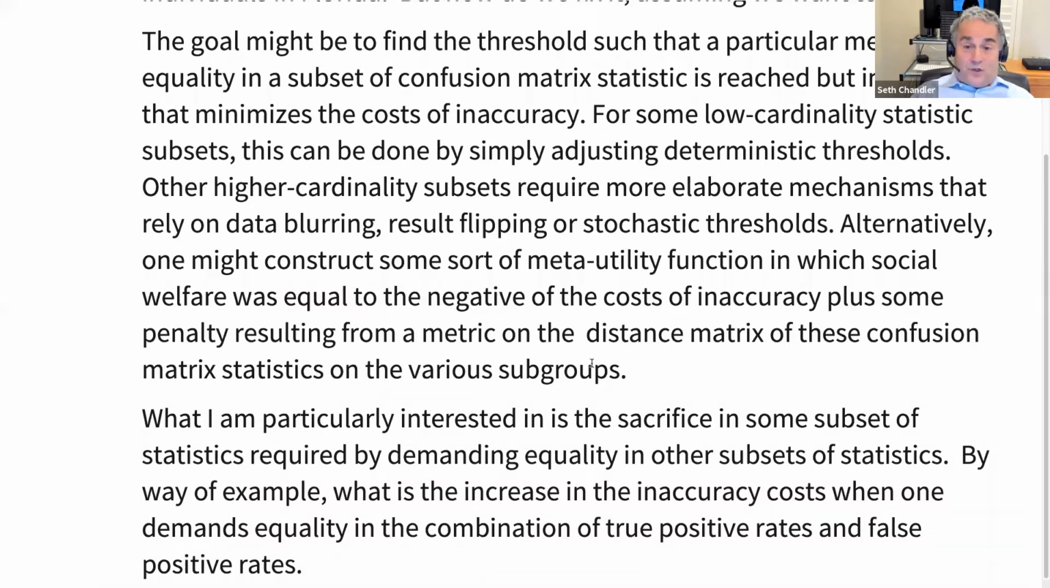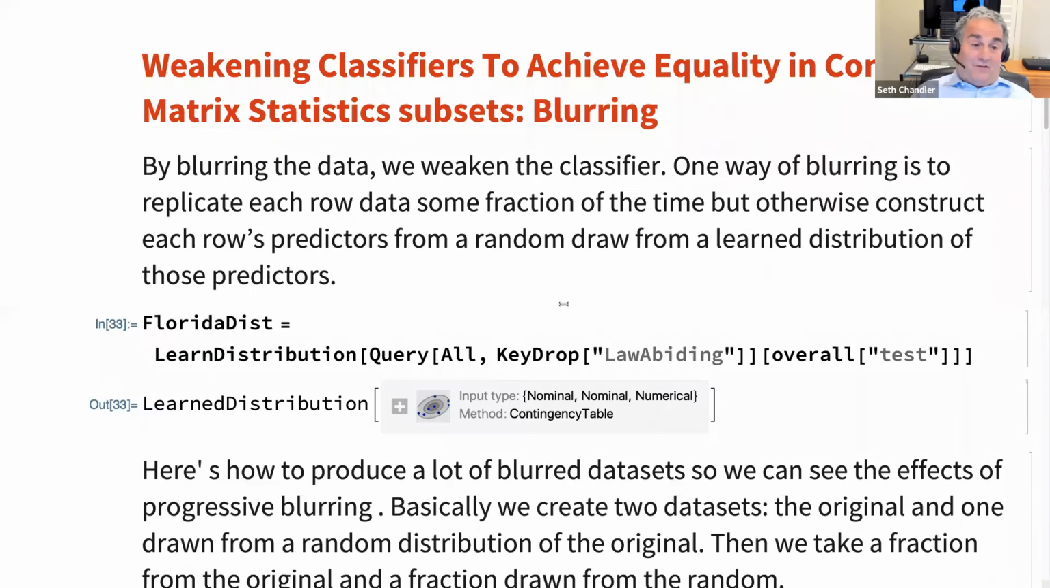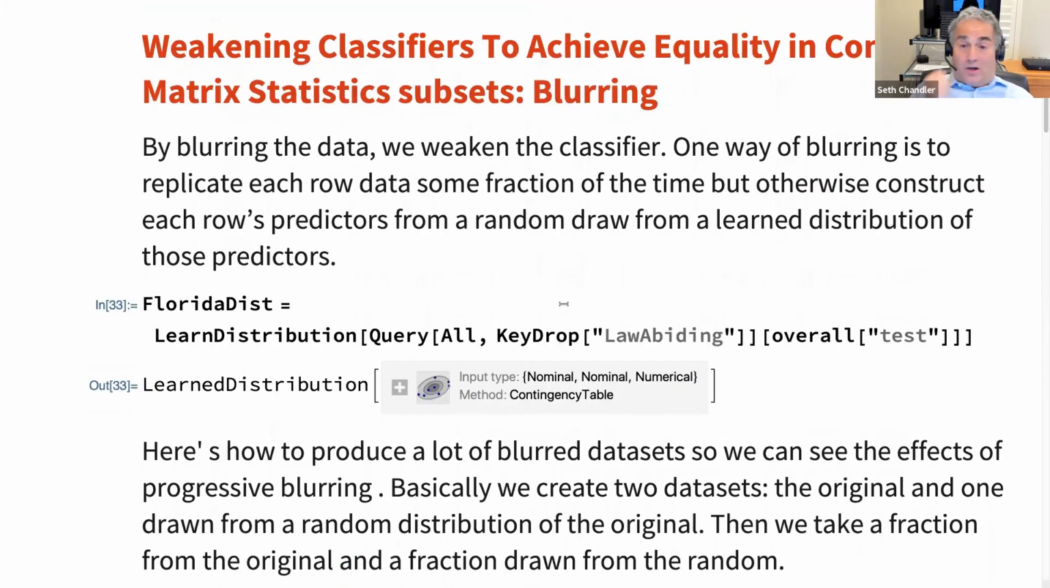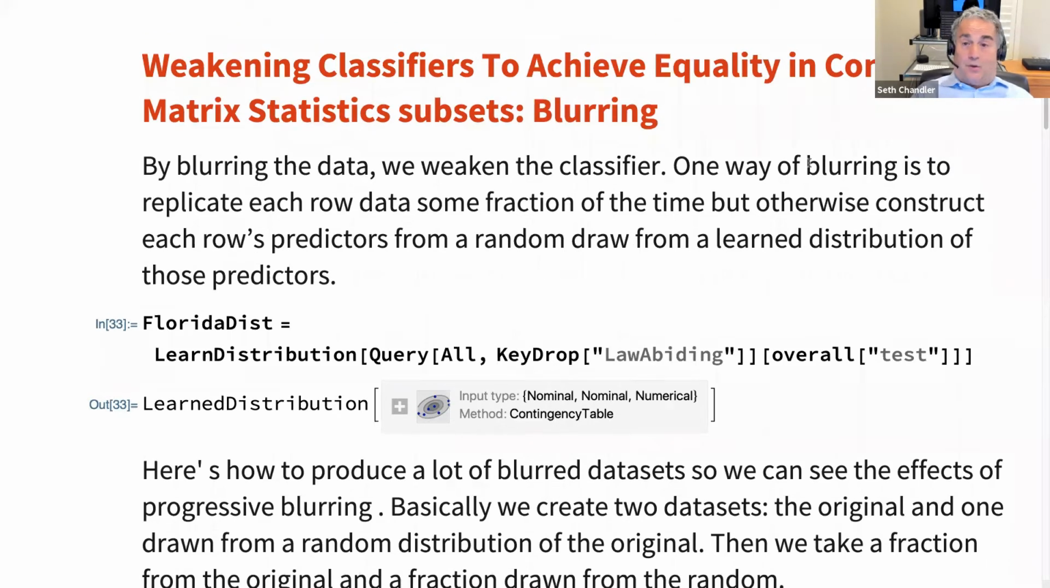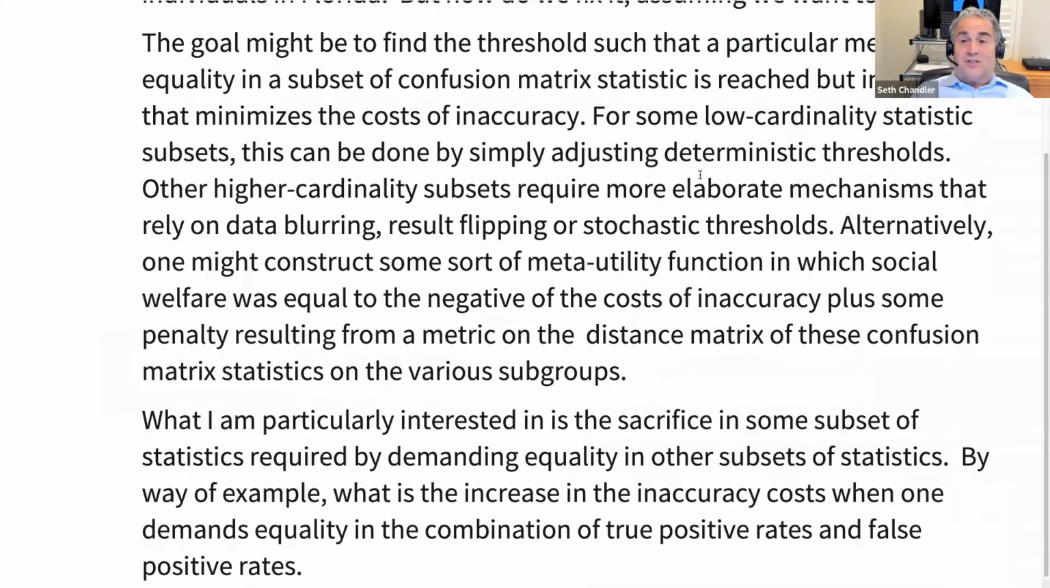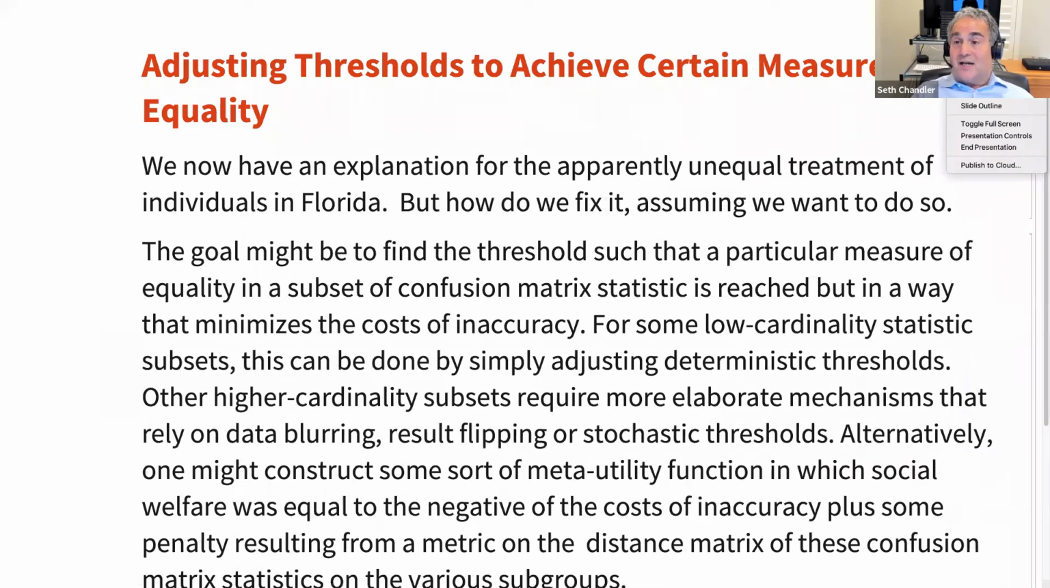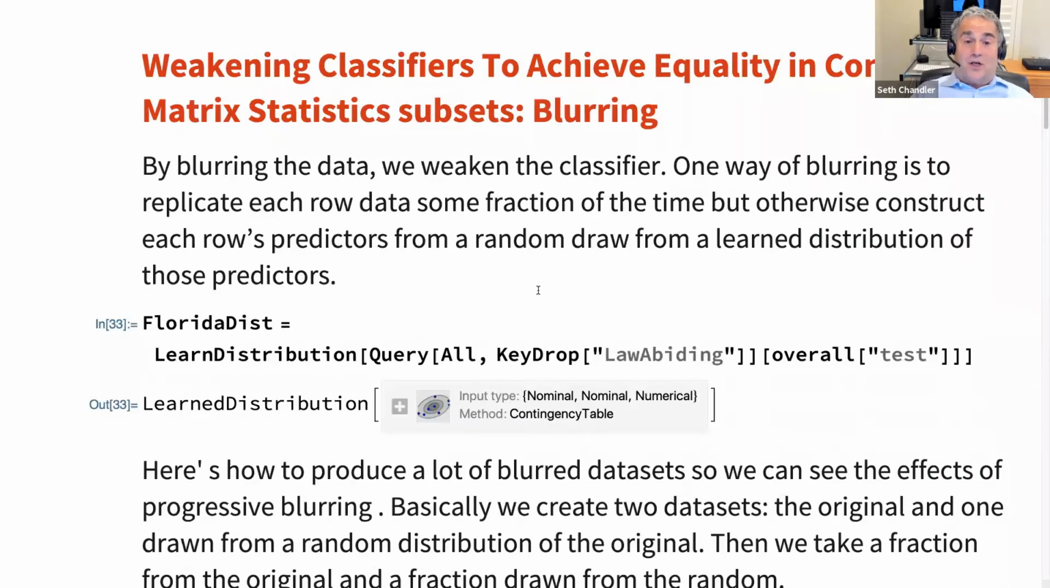The disadvantage of doing it that way is I'm going to make my classifier less accurate than it was before. I'm going to basically deliberately sabotage the accuracy goal of the classifier in order to attain greater equal treatment among various subgroups. So we have a trade-off here. And one of the questions is, how do you go about weakening a classifier? One way would be to change the thresholds, as I was suggesting in the previous slide, but there are occasions in which changing the thresholds cannot attain various metrics of equality.